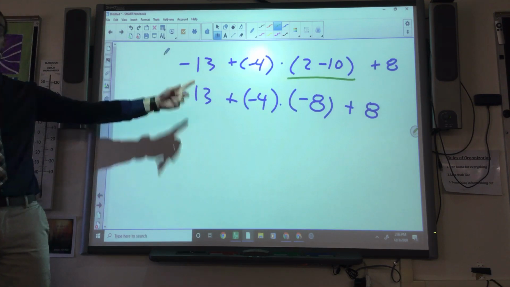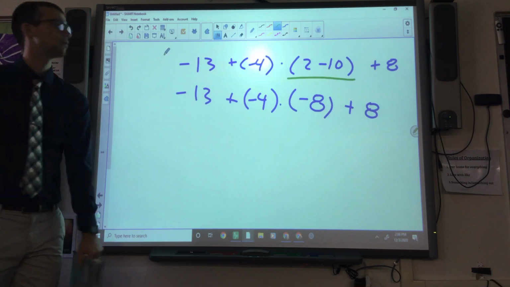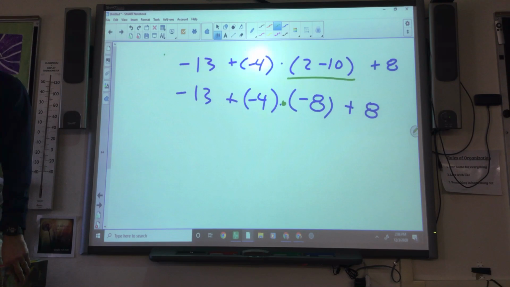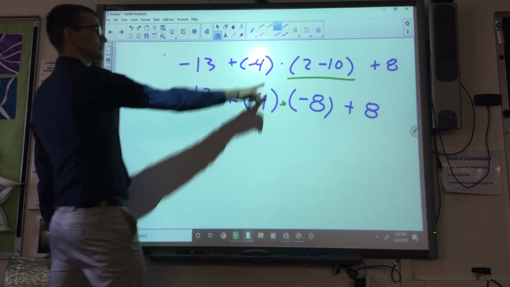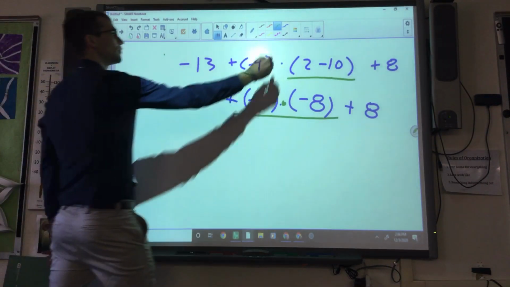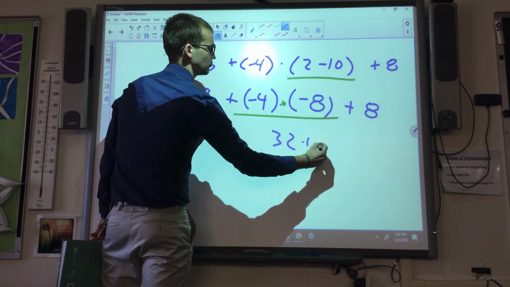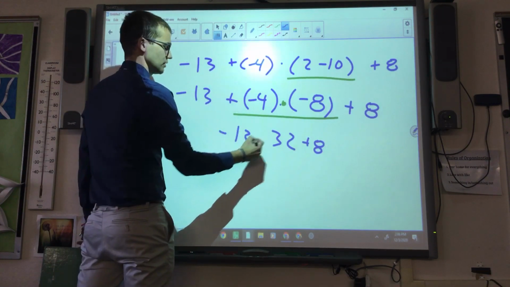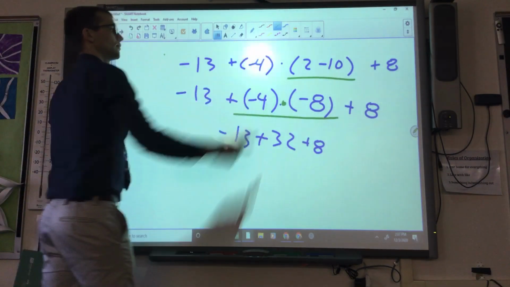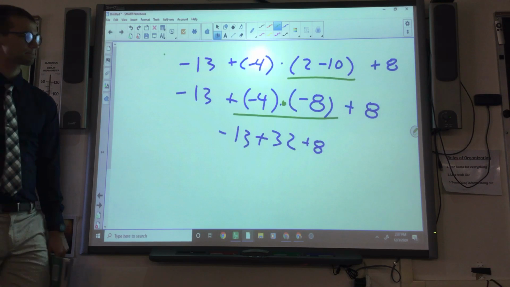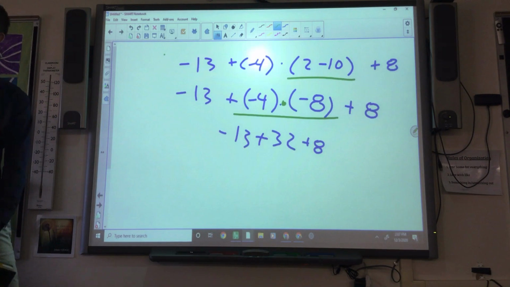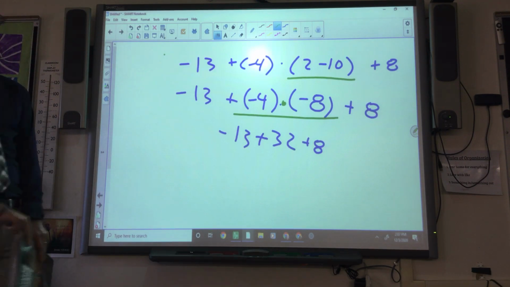Well, I see a multiplication sign in there. Oh, so tiny, just a little period. Remember, if you see no multiplication sign, you assume it is multiplication. So even if I took this multiplication sign out, you would still assume that. But yes, negative 4 times negative 8 is 32. Then 32 plus 8, negative 13 plus. Alright, next. You do 32 plus 8, and then you do 40. Ooh, addition and subtraction, which order? From left to right.